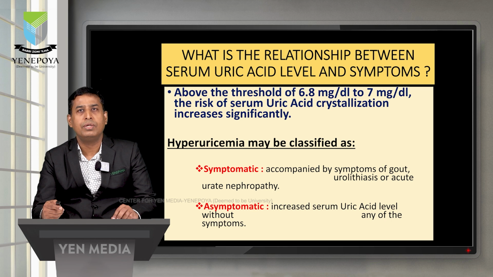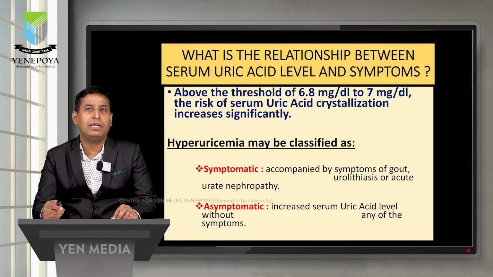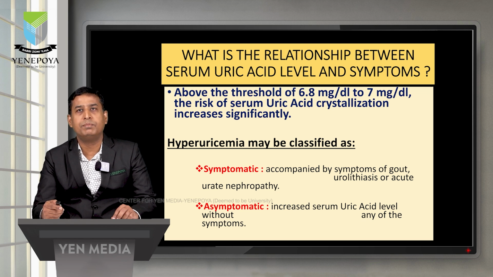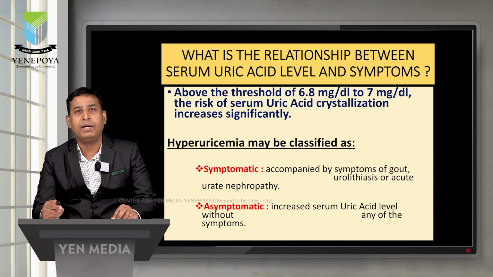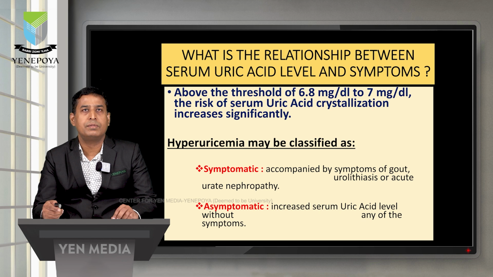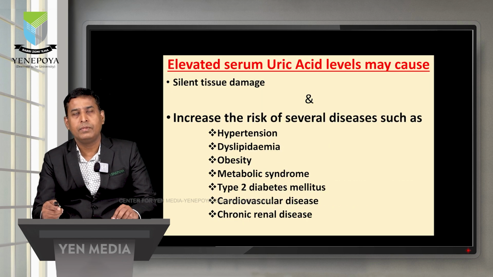Symptomatic are those where the patient has a high serum uric acid level above the normal physiological limits, accompanied by symptoms of gout, urolithiasis and acute urate nephropathy. On the other hand, we have asymptomatic patients, where there is an increased serum uric acid level without any symptoms present in the patient.